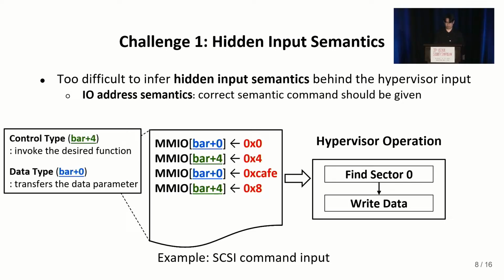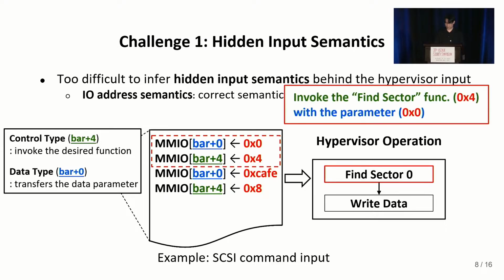There are two types of I/O addresses. For control type, the I/O address value is used as a function number to invoke a device function. For data type, the value is used as a data parameter to be used in the invoked function. For example, in the first two I/O operations, we can infer that it invokes the function called find sector and transfers the data parameter to be used in find sector. And we can infer the meaning of the last two operations in the same way.